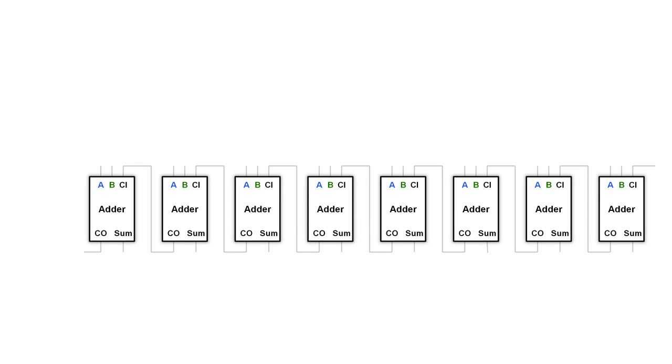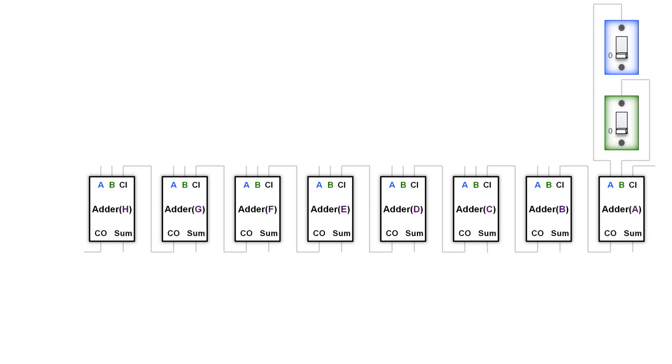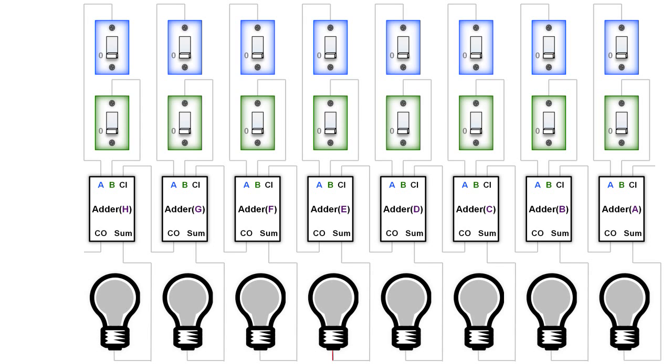Now we have 8 adders next to each other, and let's label them from right to left with letters so that we can talk about them separately. We'll add 2 switches above each of our adders to represent our A and B inputs, and then we'll connect a light bulb to each of our sum outputs. The light bulbs again can be labeled with their decimal equivalents, 1, 2, 4, 8, and then you just keep multiplying by 2. 8 times 2 is 16, times 2 is 32, 64, and 128.